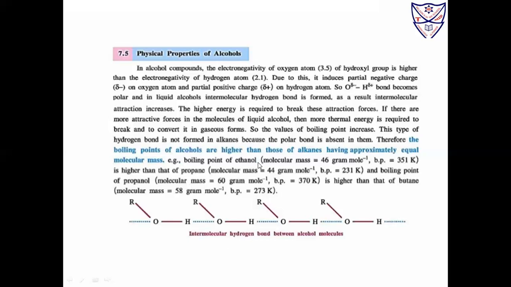So the propane and the alcohol. Alcohol is in the liquid form, propane is in the gaseous form, right? And the boiling point of propanol is 317 Kelvin. The molar mass is 60 gram. Okay. So it is higher than butane, whose molar mass is 58 gram and the boiling point is 273. So here it shows the intermolecular hydrogen bond between the alcohol molecules.